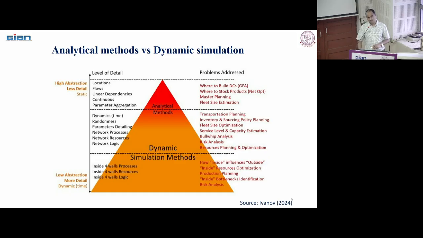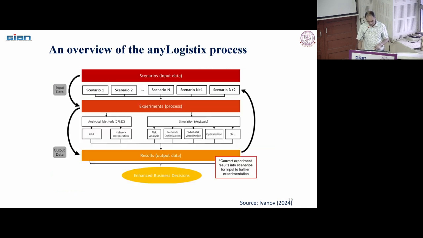Then dynamic simulation. Dynamic simulation, as I said, is inside four walls. Inside four walls means within your factory, within your distribution center. If you want to analyze how many laborers, how many workers, machines there are, and how their performance is affecting your supply chain, you can do that inside the four walls.